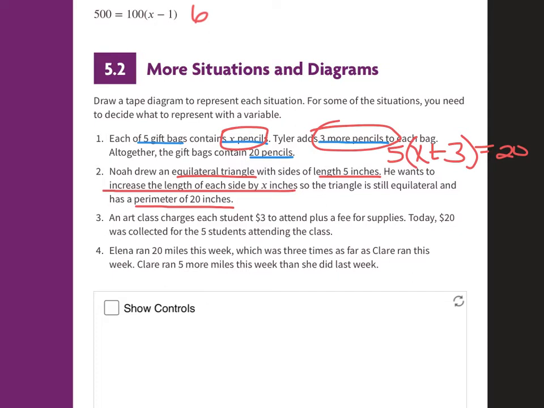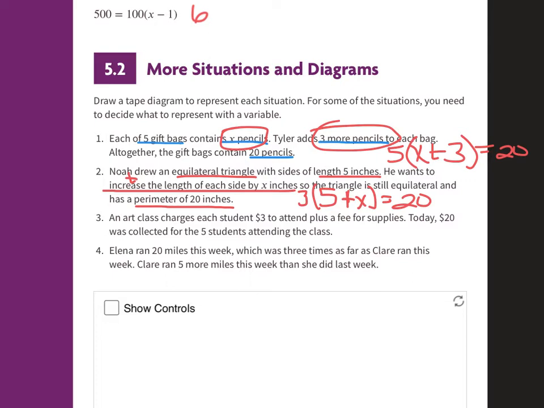Now, if you think of a triangle, triangles have 3 sides, and in equilateral triangles, all the sides are the same. Okay, so we have length of 5, and they want to increase, so increase means we're going to add. So we're going to go 5 plus X, okay? And we could go 5 plus X and then do it 3 times because it's an equilateral triangle, so the 3 sides are the same. So we could go 5 plus X plus 5 plus X plus 5 plus X. Or we could go 3 times (5 plus X), and that equals the perimeter, which is 20.